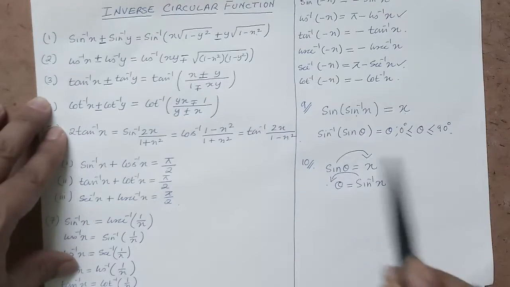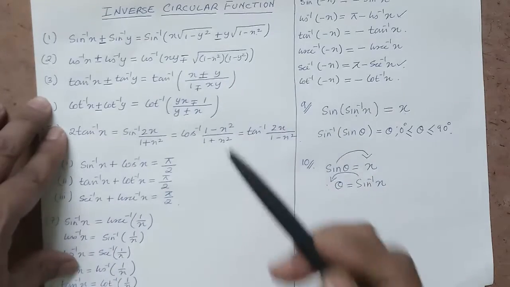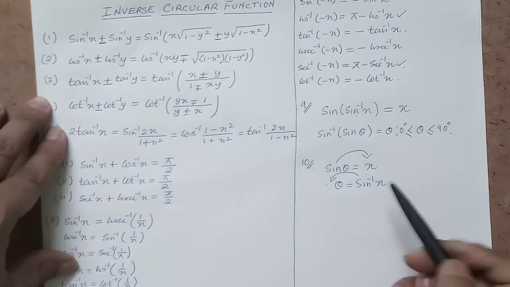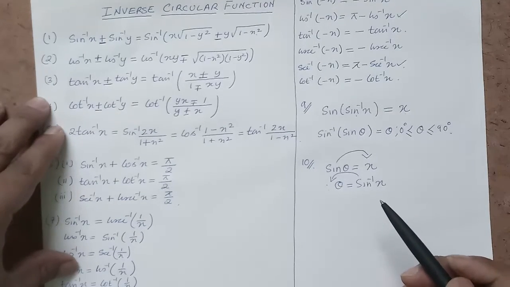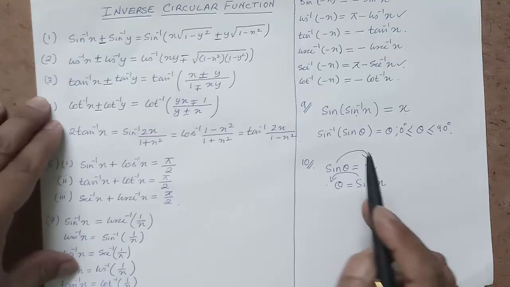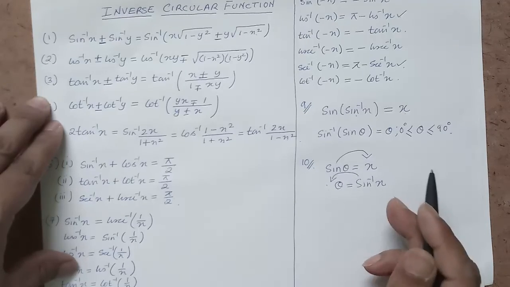If it is an angle. Actually, inverse trigonometric function is the study of trigonometric angles, and these two properties are applicable to all the trigonometrical ratios, and these are the formulas that you have to remember. And the numerical based problems I'll send you in another video. Thank you.